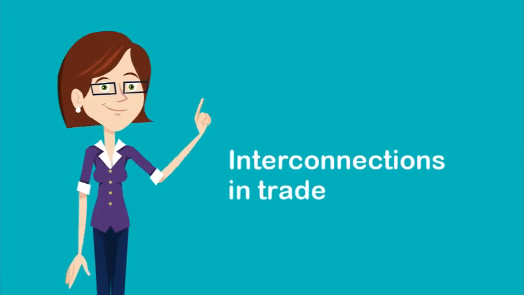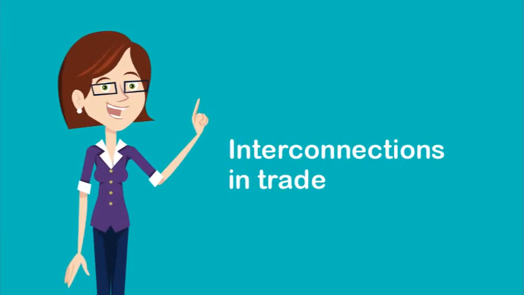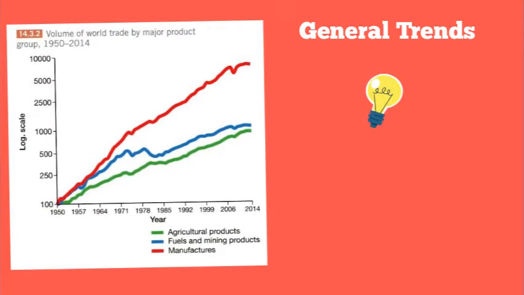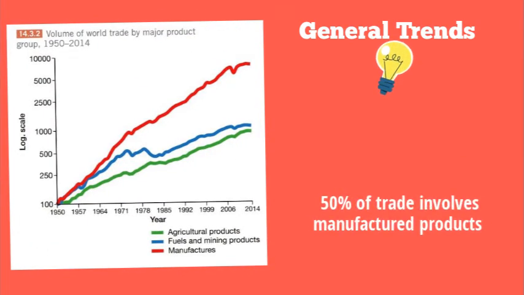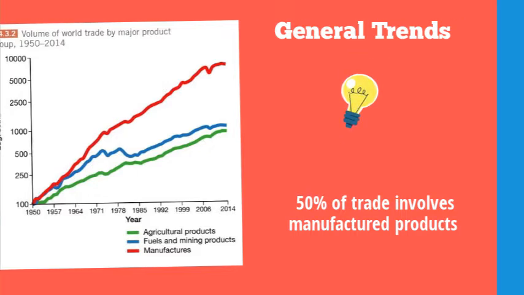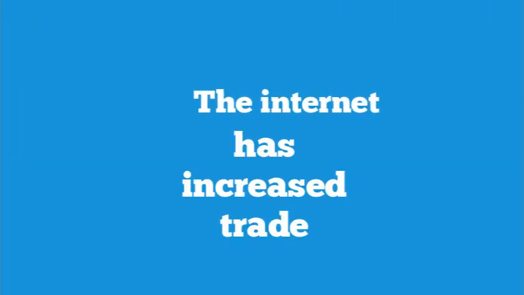We've been analysing trade, so let's bring it together now with some general trends. Globally, the overall volume of trade is increasing. Almost 50% of world trade is now in manufactured products. Technology plays an important role.